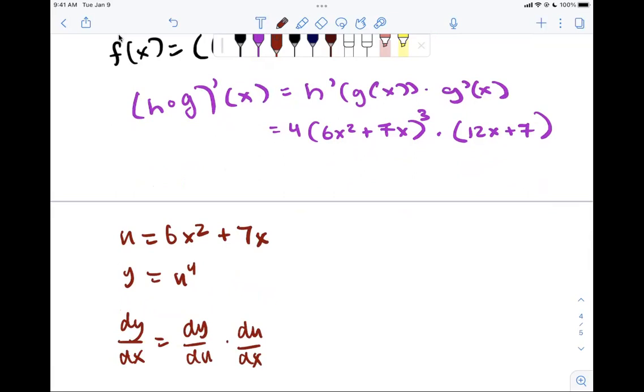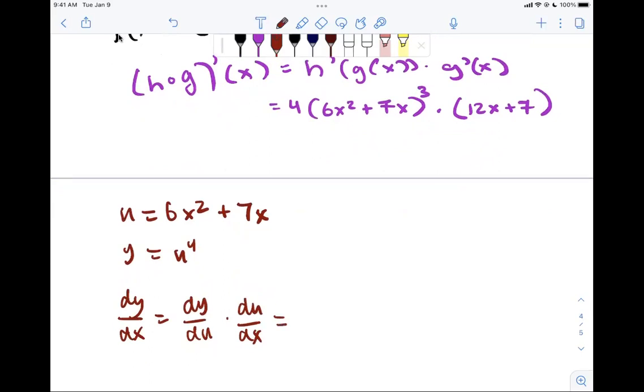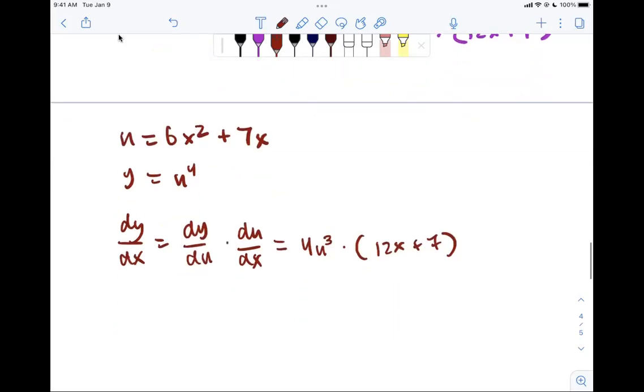All right, so what is dy/du? We're just going to differentiate this. That's going to be 4u cubed times du/dx, the derivative of this. So that is 12x plus 7. And then we substitute in for u, so that's going to be 4 times 6x squared plus 7x cubed times 12x plus 7. Exactly the same answer we had before.